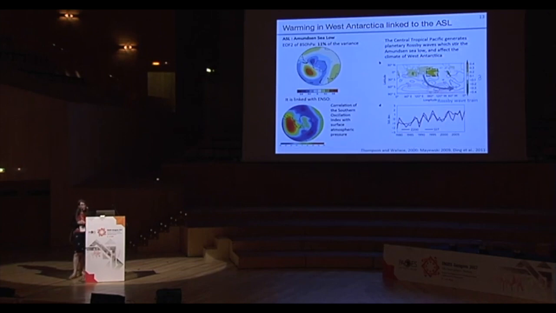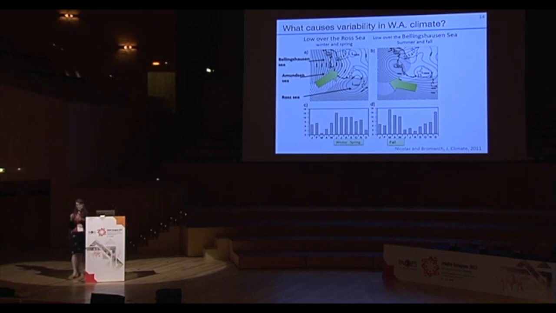And for West Antarctica, it is linked to what we call the Amundsen Sea Low. This is the second mode of variability of climate in Antarctica. It is linked to tropical teleconnections. Here you have, so that's the second EOF. Here you have the ENSO onto the surface atmospheric pressure, so it's very similar. And there have been some really interesting studies showing that when you have convection in the central tropical Pacific, you have a Rossby wave train that basically locks in the position of the Amundsen Sea Low. And what happens is that where it is situated has a profound effect on temperature in West Antarctica.